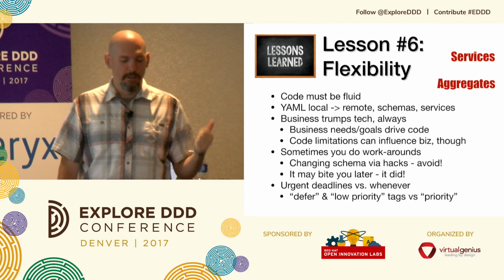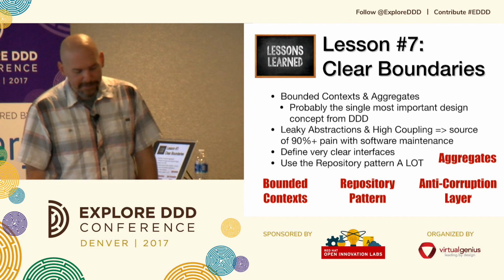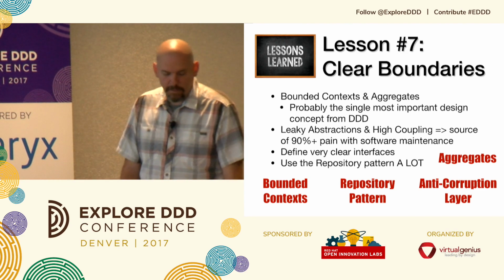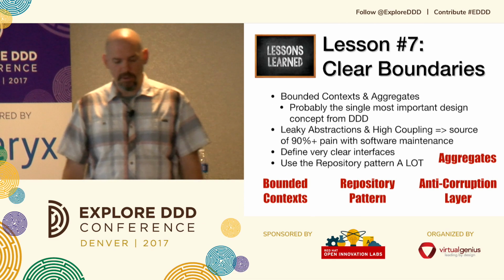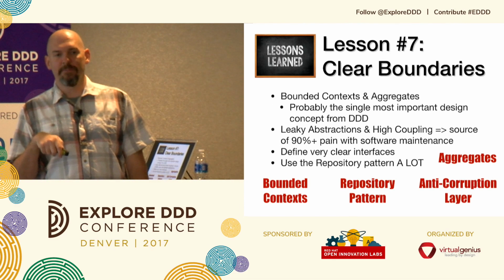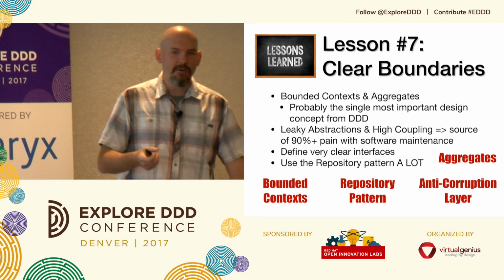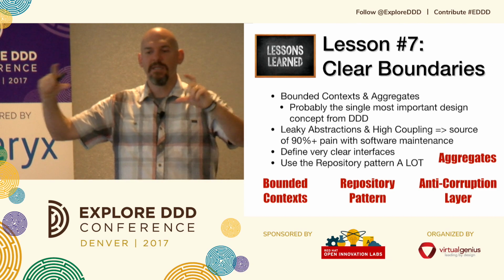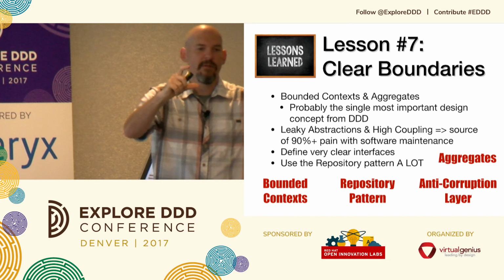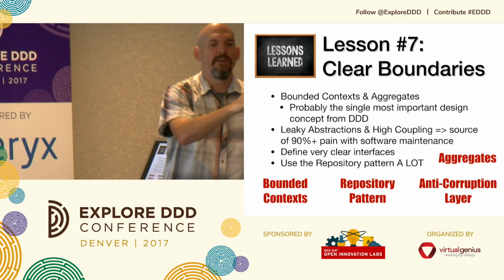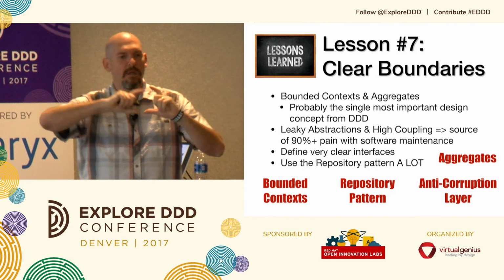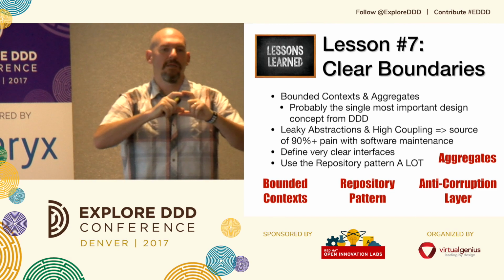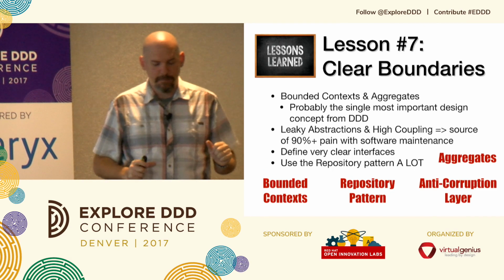That really helped. Number 7, clear boundaries. Bounded contexts and aggregates are probably the single most important design concept from DDD that I adopted here. Really thinking about not only the individual 4 DTPs, but each step within them. I want those to be clearly defined contexts, and I want to know their boundaries. And then as it integrates with third-party systems and cloud services, I want to know those boundaries.